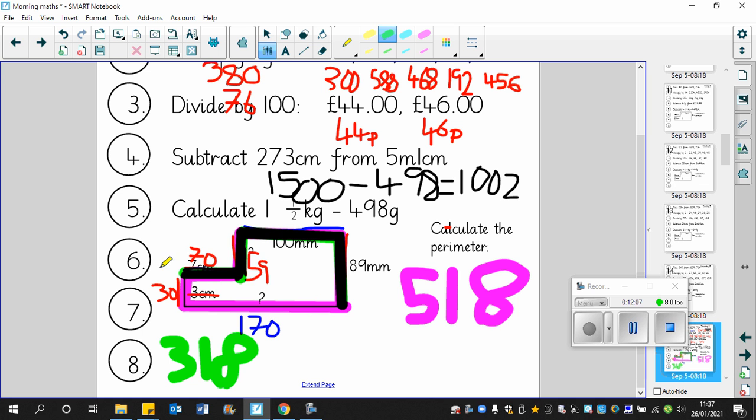Now I know that's not 518 rather, but look, we've still got the 30 and the 170 to go. So if we add 30 and 170, that equals 200. 200 plus 318 is 518. So therefore, that is correct. Well done, Mr. Smales. Okay, good.